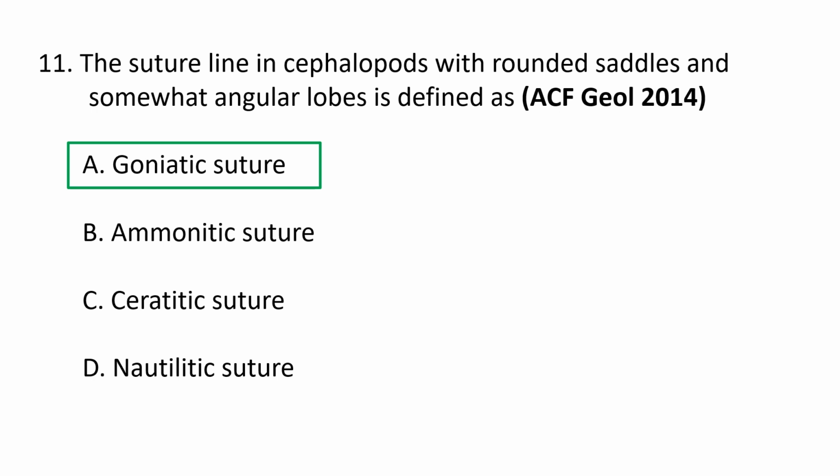this particular suture pattern. And nautiloids have a basic suture pattern. There are three types of suture patterns for ammonites. These are goniatitic, serratitic, and ammonitic. So ammonites with a goniatitic suture are called goniatites, those with serratitic sutures are called serratites, and those with an ammonitic suture are called ammonites. So the suture line in cephalopods with rounded saddles and angular lobes is defined as goniatitic suture.